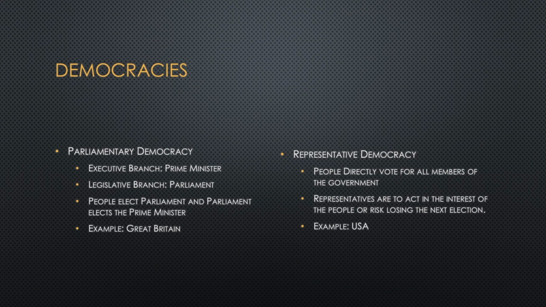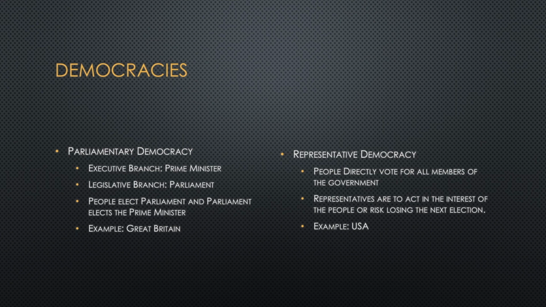The next one is democracies. There are two types, the first of which is the parliamentary democracy. It looks a little bit different than the democracy we have here in the U.S. We have an executive branch that's usually made up of what they call a prime minister, and a legislative branch that is made up of the parliament.